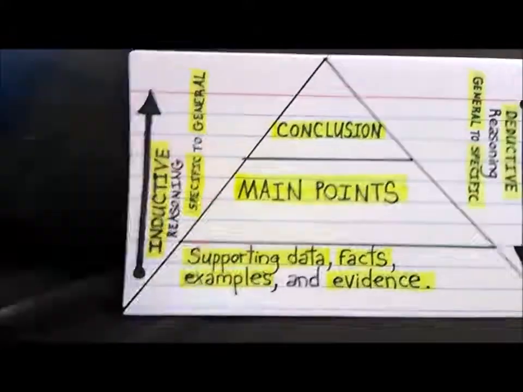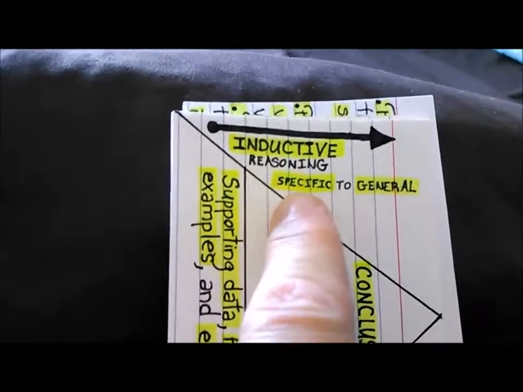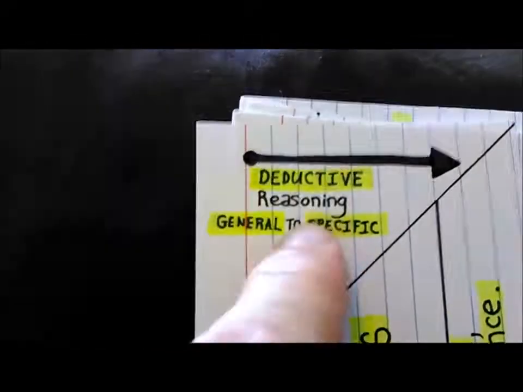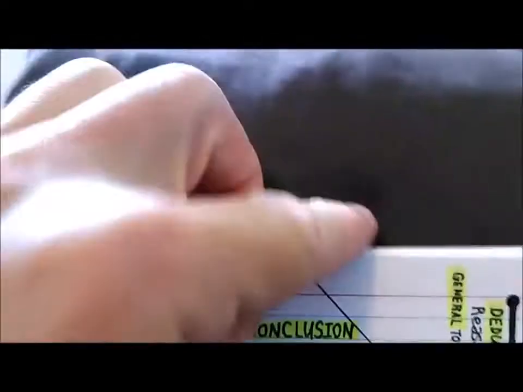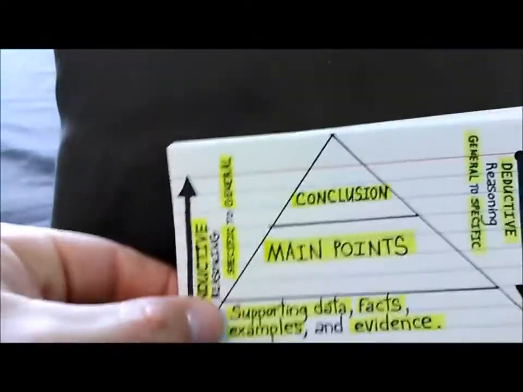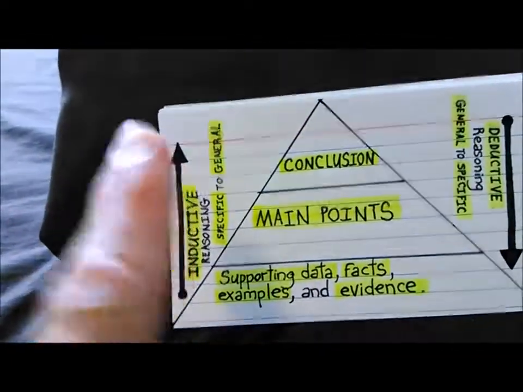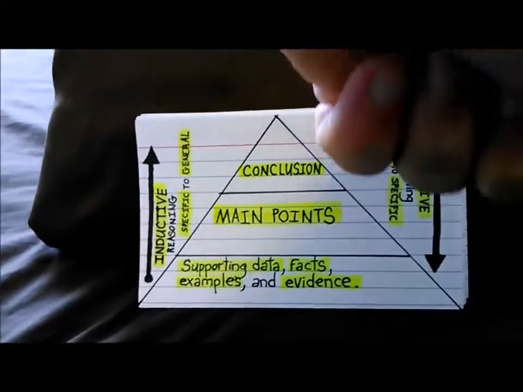Okay, check this little thing right here. Inductive reasoning is from specific to general. Deductive reasoning is from general to specific. Okay, so this is inductive. Inductive is going up this way. Deductive is going down this way.